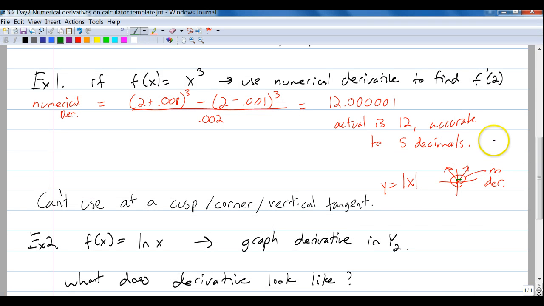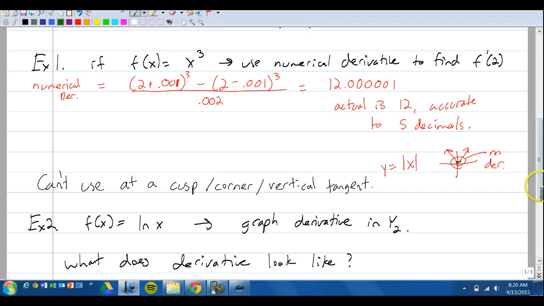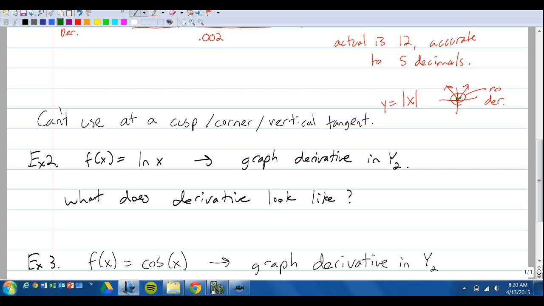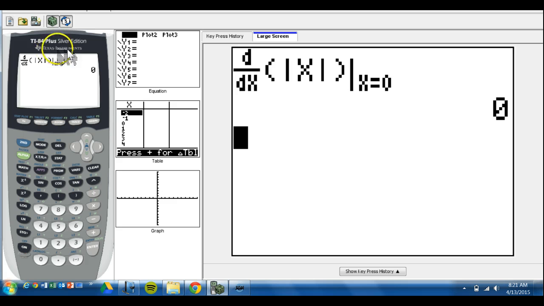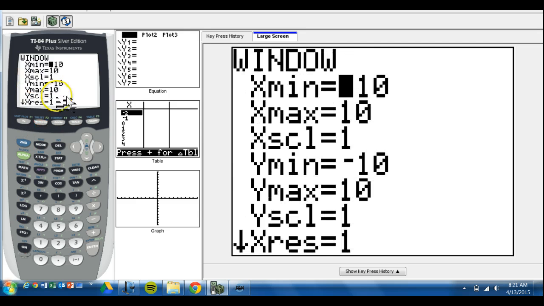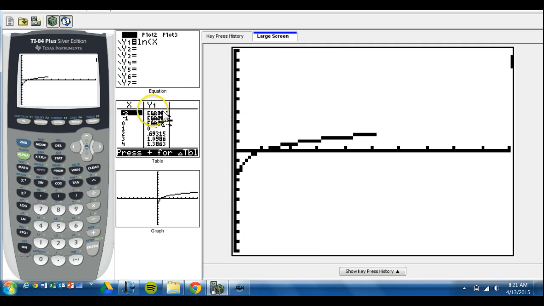Okay, so here's how you graph it in your calculator now. Let's say we want to graph the whole thing. I'm going to pull up my graphing calculator. I'm going to type in natural log of x, and I'm going to make my window go from 0 to 10 instead of -10 because there's no value. So that's the natural log of x.